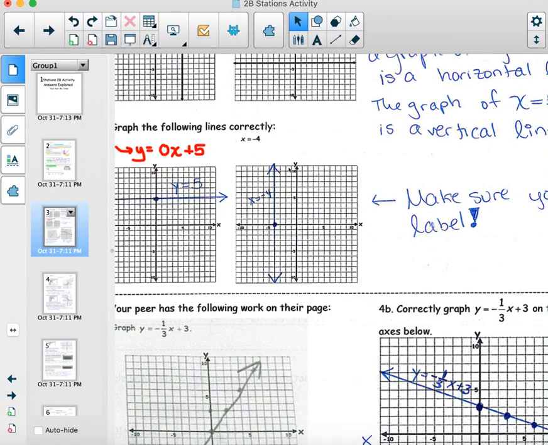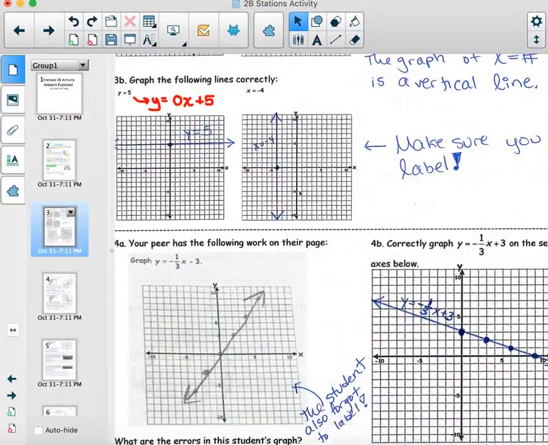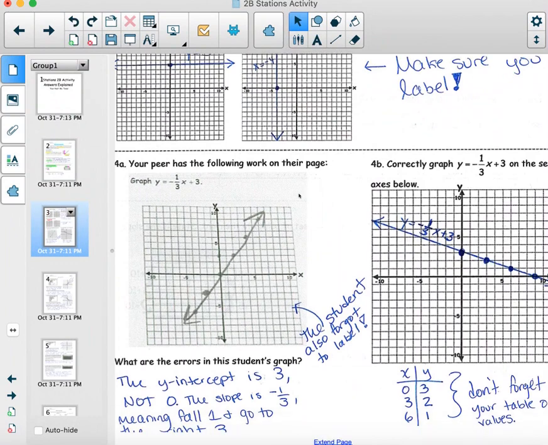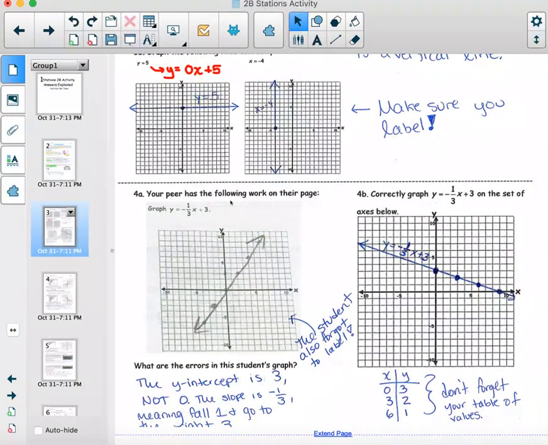Alright. Let's take a look at 4a. So with 4a, this is what one of your peers had graphed when they were working on this problem for homework. Okay, so your peer has the following work on their page. They're starting at the origin at 0, and they went up 1, 2, 3 over 2, up 1, 2, 3 over 2. All right, so let's check this out.